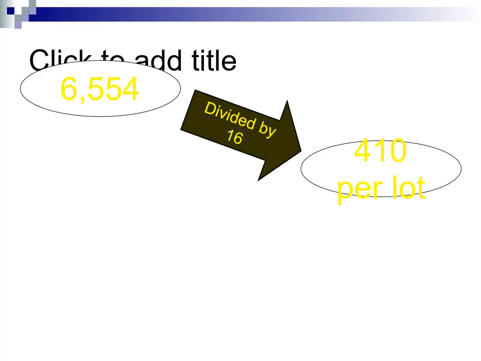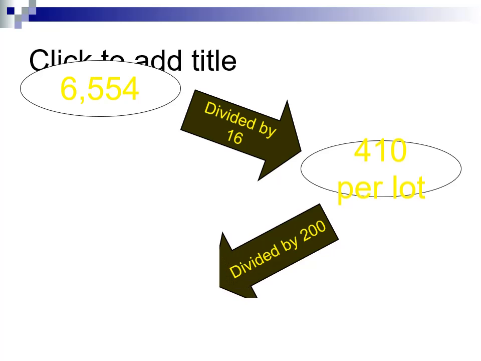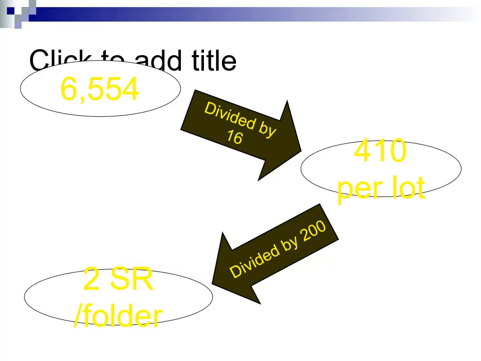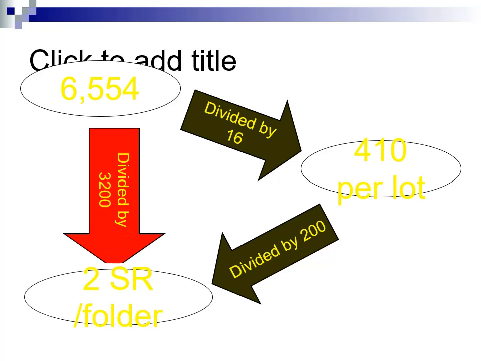Since each lot contains 200 folders, then dividing 410 by 200 will give us about 2 Saudi Riyal per training folder. The same result can be achieved by directly dividing the 6,554 by the total number of training folders, which is 3,200.